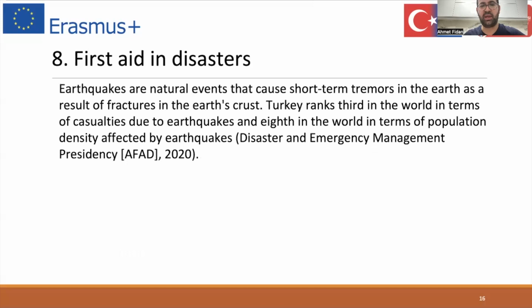Earthquakes are natural events that cause short-term tremors in the earth as a result of fractures in the earth's crust. Turkey ranks third in the world in terms of casualties due to earthquakes and eighth in the world in terms of population density affected by earthquakes.